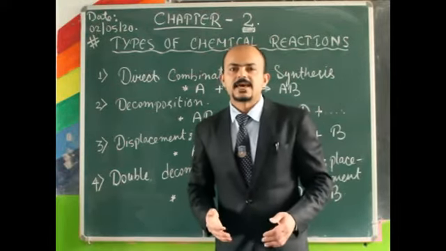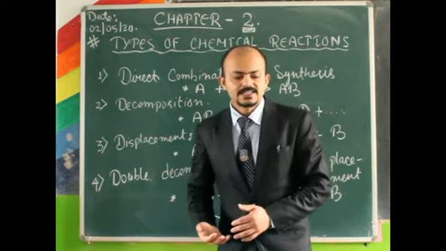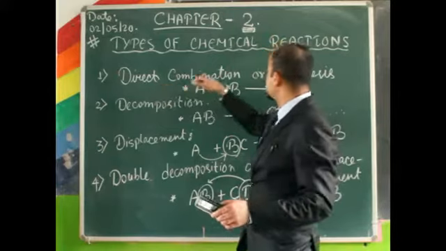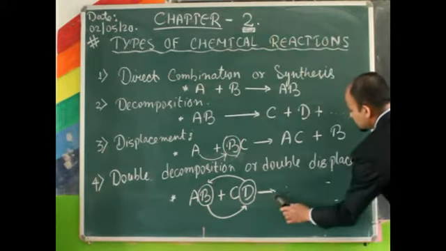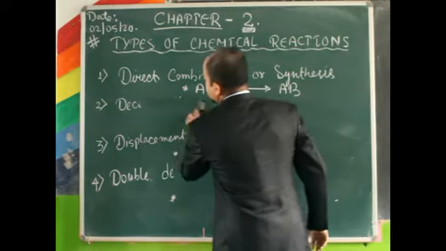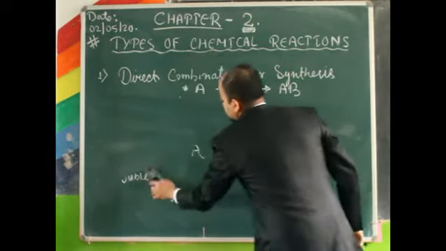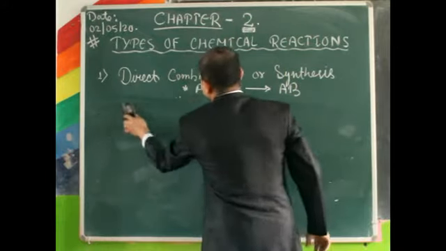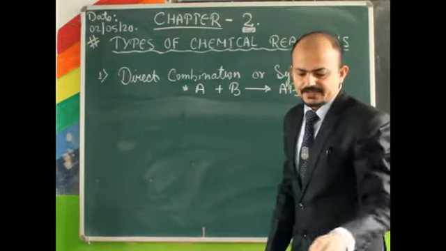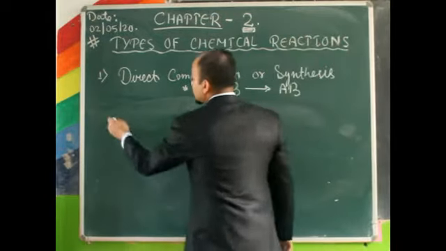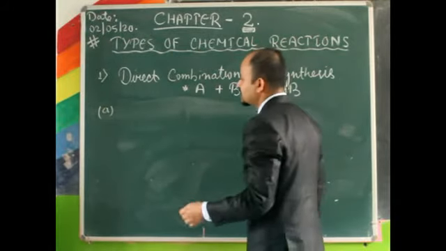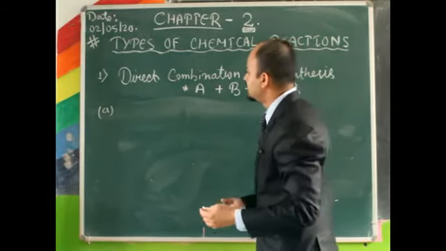Now let's discuss them in a little more detail with certain examples. So first, direct combination or synthesis. We will be discussing the first type of reaction. Now, in direct combination, as I told you, 2 different elements could combine to give you one single product. So let's take an example where 2 different elements combine.